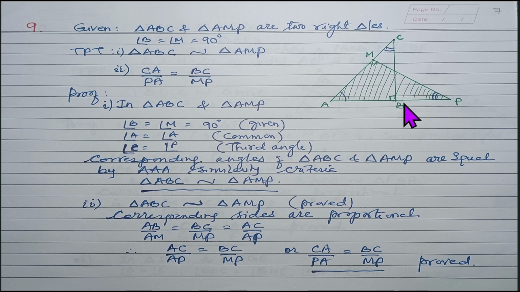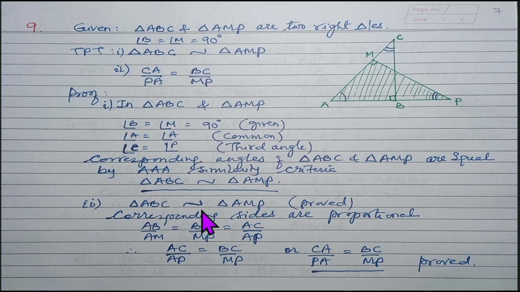Now in triangle ABC and triangle AMP, angle B is equal to angle M, 90 degrees, that is 100% given to us. Now angle A is common to both the triangles. So both are having 90 degrees angle, and also we have the angle A as common, so two angles are already equal. Now automatically the third angle, that is angle C and angle P, are equal. So therefore the three angles of the triangle AMP and the three angles of the triangle ABC are correspondingly equal. Therefore by AAA similarity criteria the two triangles are similar, that is triangle ABC is similar to triangle AMP.